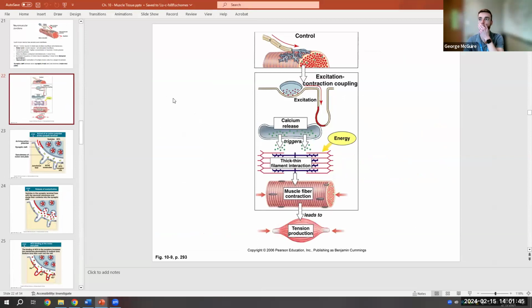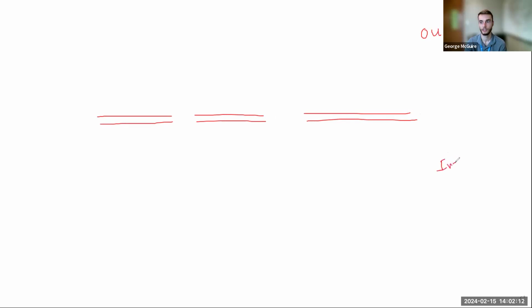I'm going to try using a whiteboard on here. Harder than using a whiteboard in person, but we're going to try to make this work. Essentially, we've got a membrane. Say this is outside, this is inside, and then let's draw some proteins in here.